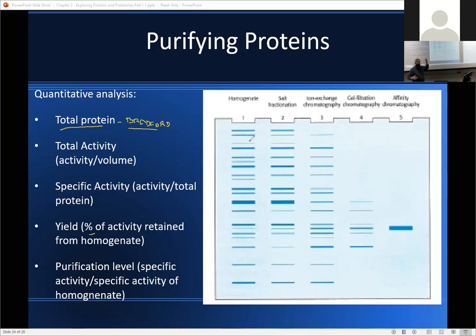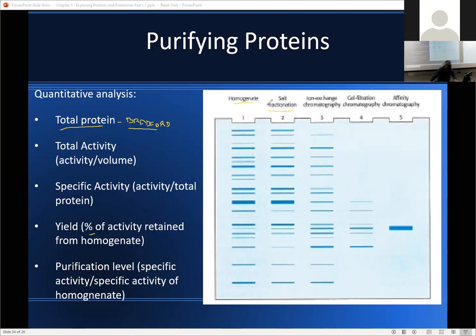It's going to change. So for this particular purification, we have the homogenate. We're going to have that in pretty much every type of protein purification you do. Next is salt fractionation. Here, rather than centrifuging, their first step was to salt out the protein based on solubility. So this is salting out.